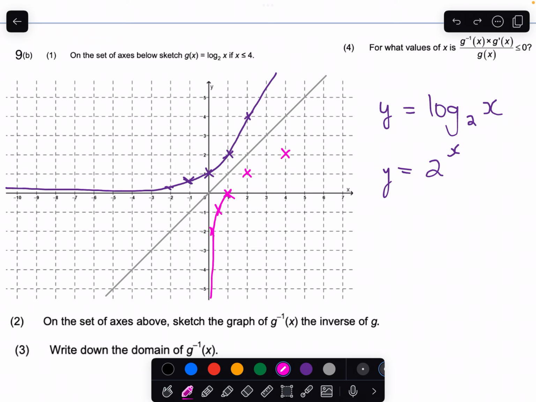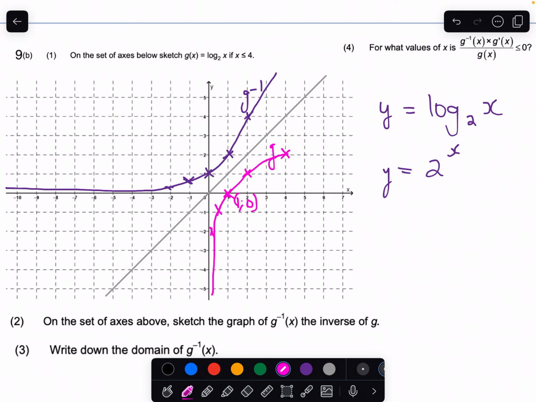Come on. And don't go further than the 4. Okay, something like that. So that will be the graph of g, and this over here is the graph of the inverse of g. So that's that on that. I don't know if I'm meant to label the intercepts, but we will, for good measure.